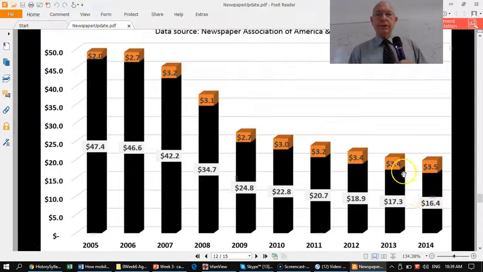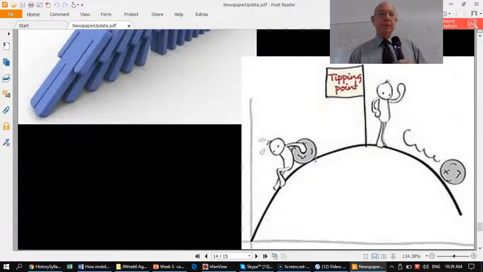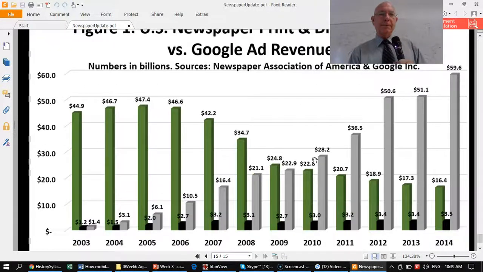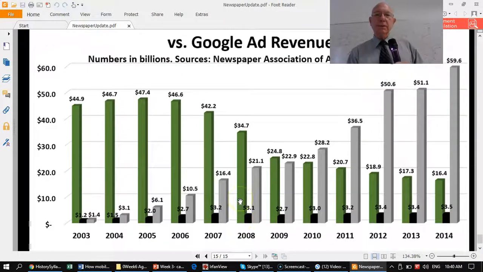And the other disturbing picture, I'll come back to that. This is Google versus the newspapers. Green is the print ads, black are the newspaper digital ads, and the silver is Google advertising. So see what has happened.